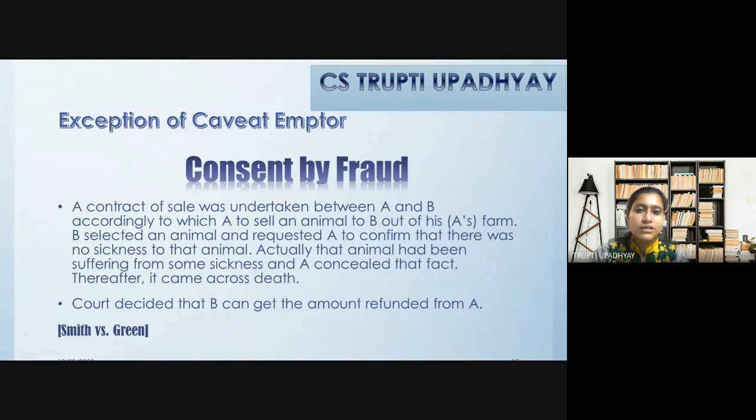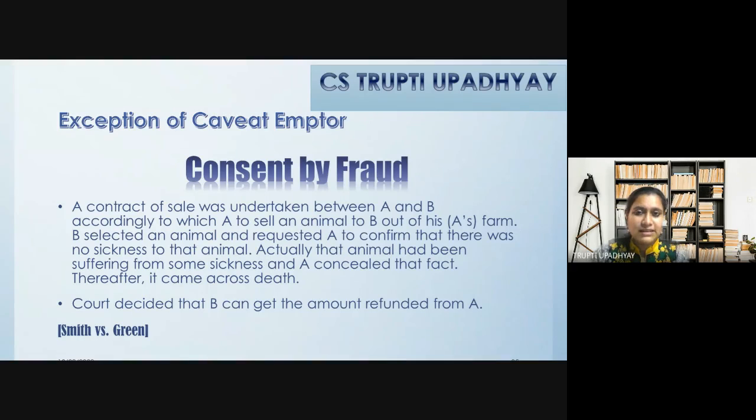Here, in the case of Smith versus Green, both the parties, Smith and Green, we have taken as A and B for our convenience. So A will be selling an animal to B from A's farm. B selected an animal and requested A to confirm that there is no sickness in that animal. So here the seller had to confirm whether the animal was suffering from some sickness or not. Actually, the animal had been suffering from some sickness, but A, the seller, concealed that fact. So he didn't say anything about it. And what happened? The sale took place. And thereafter, at the buyer's place, the animal died.